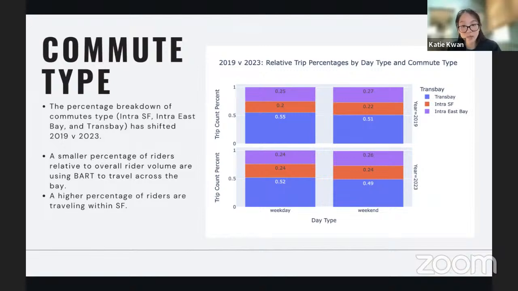As well, on the weekends, we see it decrease as well. People are staying within their areas a little bit more. People are not using it to commute across the bridge as much as they used to.